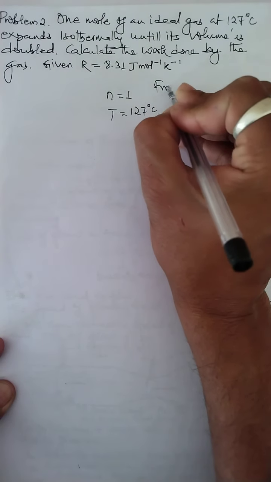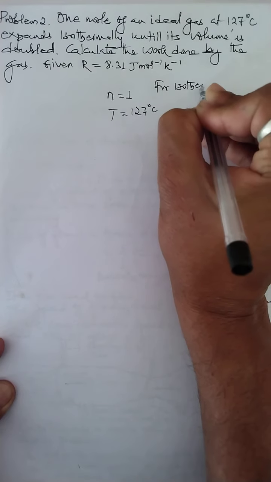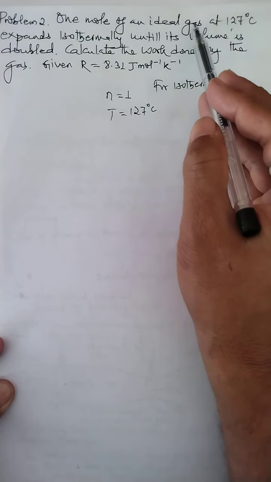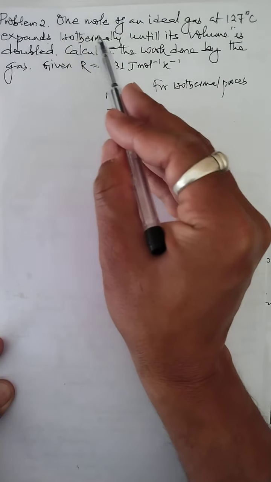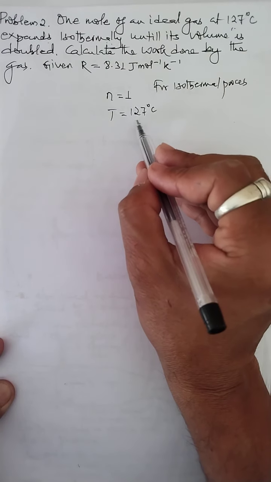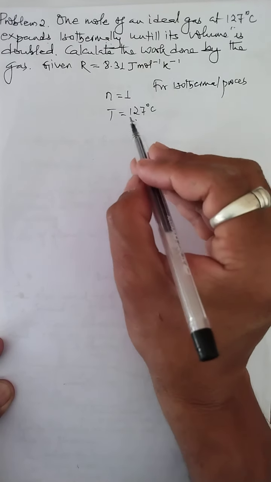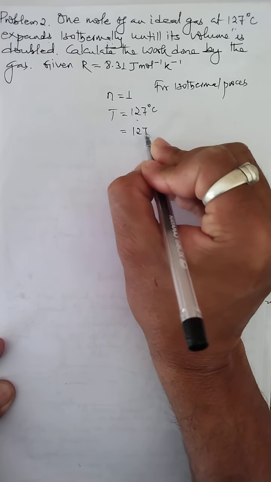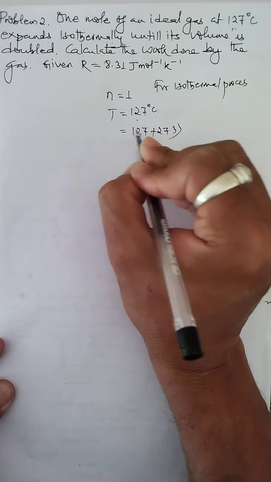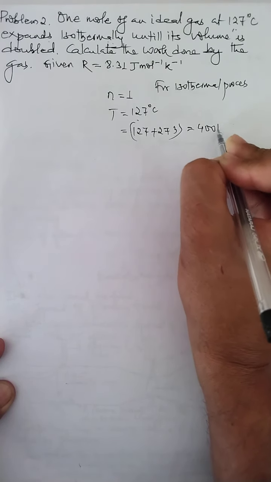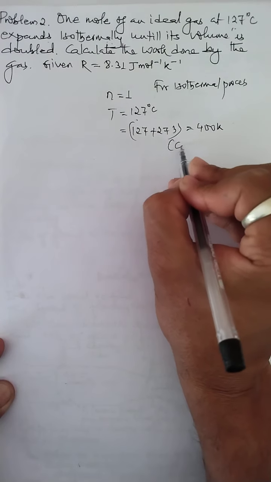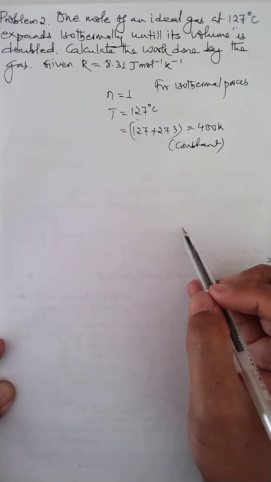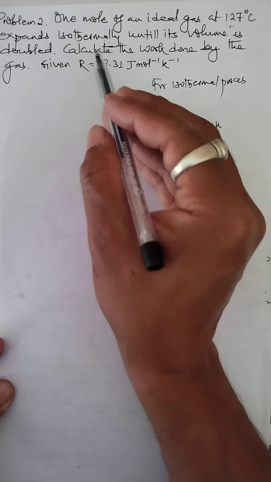So we are actually dealing with the isothermal process, because the question says that 1 mole of an ideal gas at 127 degrees Celsius expands isothermally. So isothermal means the temperature, that is 127 degrees Celsius, remains constant. This is in degrees Celsius, but I can convert it into Kelvin also. Just add 273. So it is 400 Kelvin. This is the temperature which remains constant until its volume is doubled. Calculate the work done by the gas.